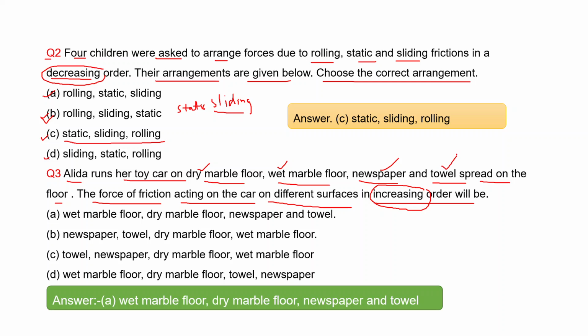Now you can compare the irregularities on dry marble, wet marble, newspaper and towel. Definitely irregularities are greater in case of towel, lesser in case of newspaper. Now if we compare dry and wet, irregularities are lesser in case of wet marble. That's why our correct answer is A. That is wet marble, then dry marble floor, then newspaper and then towel.